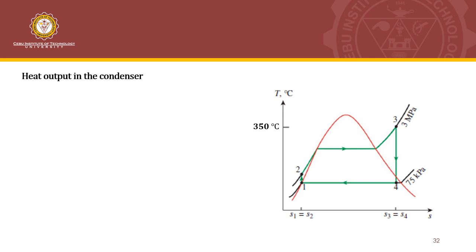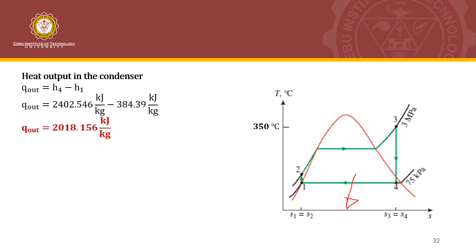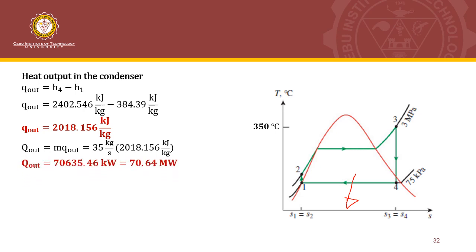For the heat output in the condenser, it is between process 4 to 1. That is just the difference between the enthalpy of 4 and 1, so Qout is H4 minus H1. Just input those values. You can find Qout as 2018.156 kilojoules per kilogram. In the same way, multiplying it with the mass flow rate, we can get the power that is being rejected to the environment as 70.64 megawatts.